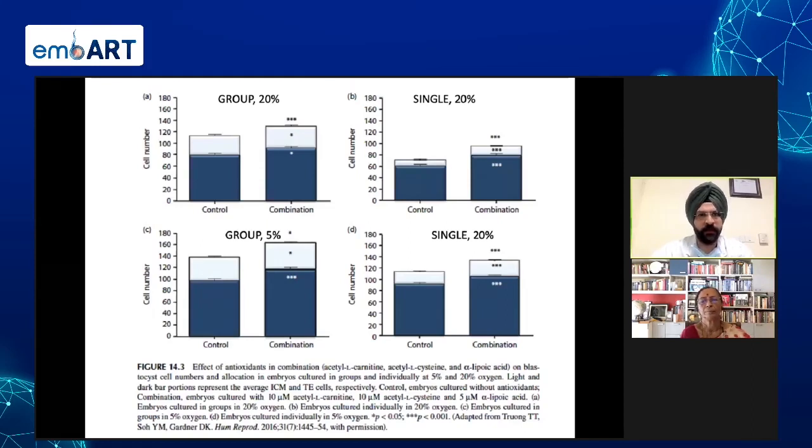Like this study by David Gardner, he showed that antioxidants are critical in single cultures at 20% atmospheric oxygen, whereas they're not very significant in 5% oxygen. In group cultures at 5% they're not significant, whereas in single cultures at 20% atmospheric oxygen, they make a significant difference. So when you're designing your culture system, you look at the incubators, what atmospheric oxygen they are offering, and accordingly you decide which media you have to choose.